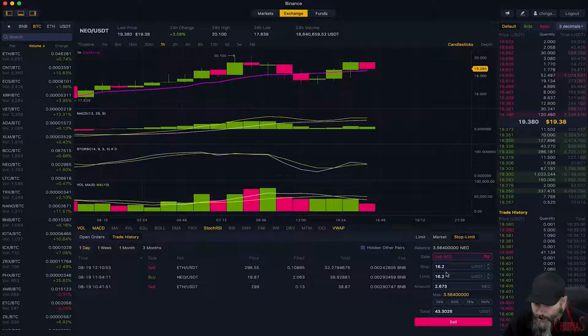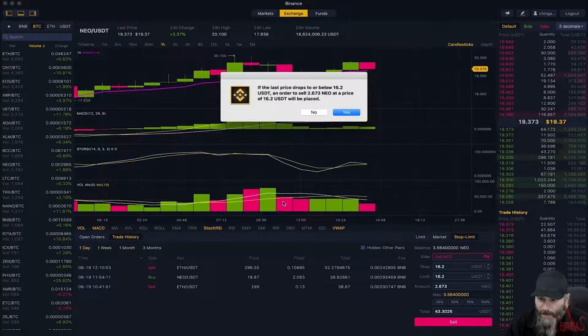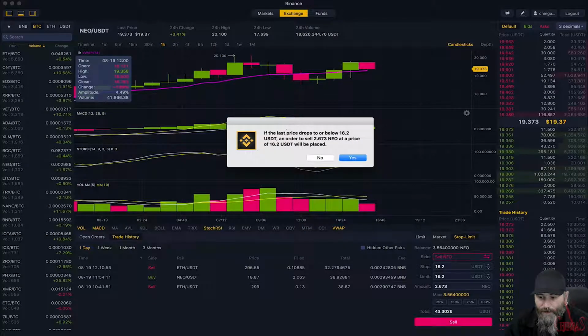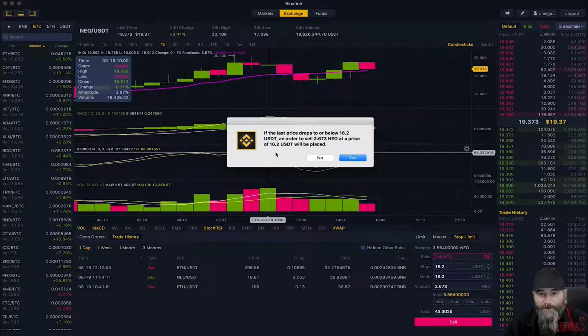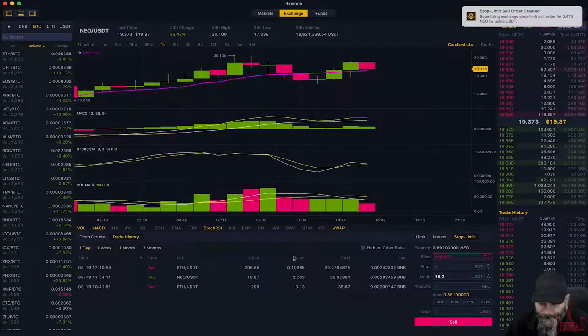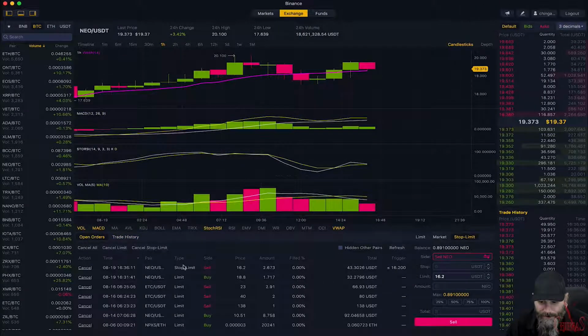We're going to take a look at the stop, 16.2, the limit, 16.2, the amount is 75% of the total 3.56 holdings. And we're going to go to sell. We're going to get a little warning up here, a little dialog box. And it's just going to say, look, if the price drops to or below 16.2, we're going to go ahead and put the order through. If there's somebody on the other side to fill it, great. If not, then, well, you're beat. All right, so you click yes. Now that order has been submitted.